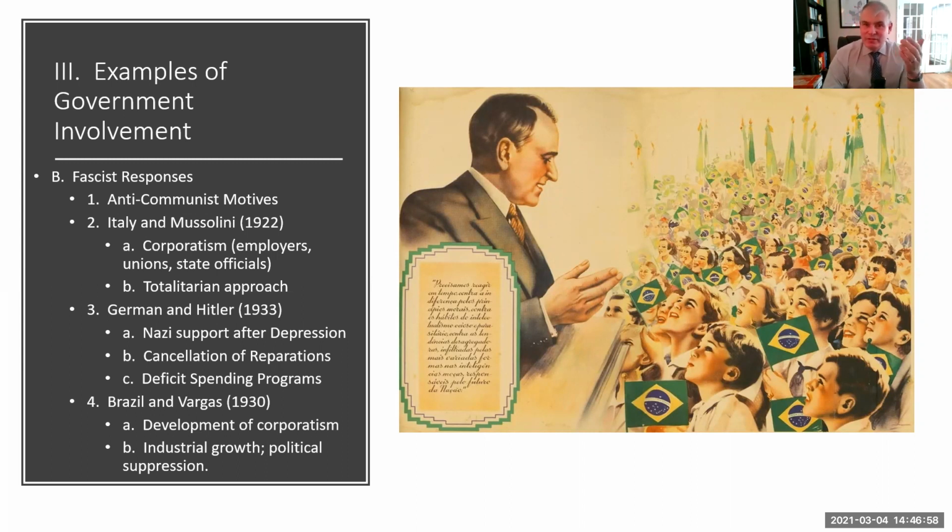And Hitler eventually becomes chancellor. And one of the things that Hitler will do is cancel the reparations. He will just simply say, we're not paying them anymore. And Britain and France really don't do anything to stop him. The other thing he does is he begins a series of deficit spending programs. The government starts spending on remilitarization and infrastructure projects. The highway system of Germany, the Autobahn, is funded by these programs under the Nazis.